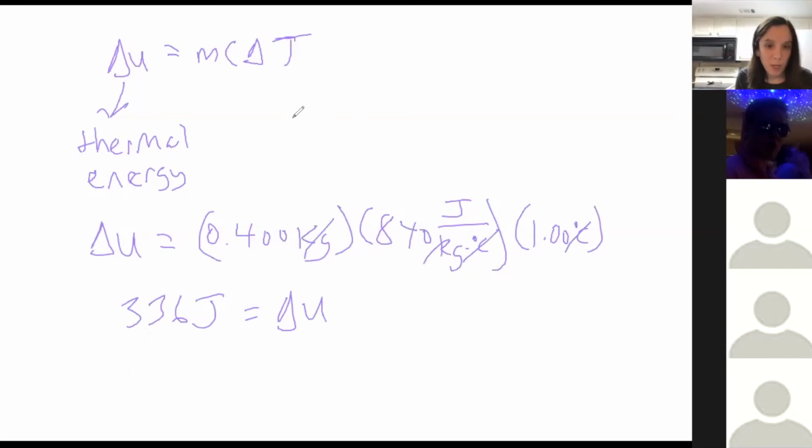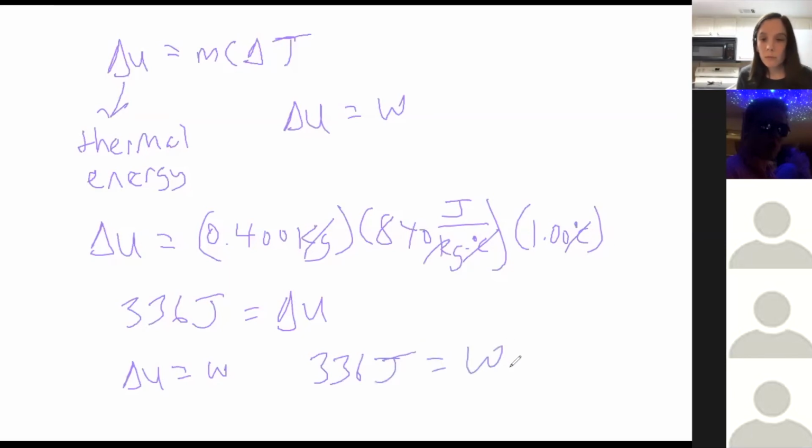Remember the equation that we had? We had delta U equals work that the glass does on the hand. So now we have this. The work done is 336 joules. So that's the energy we have to transfer to the glass to heat up 1 degree Celsius. Now we're told that one slab gives you 24.2 joules.